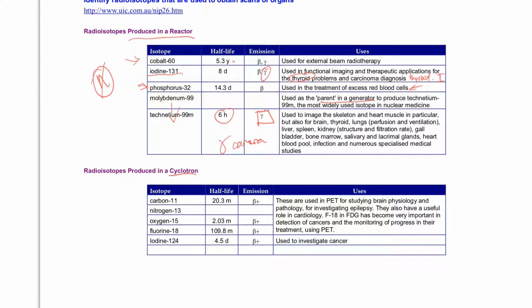These ones here all produce positrons, which is the positive electron or positive version of an electron, and are used, as I said, in PET scanning, where the positron released interacts with an electron and produces annihilation and two gamma rays, which are identifiable because of the angle that they come out on.